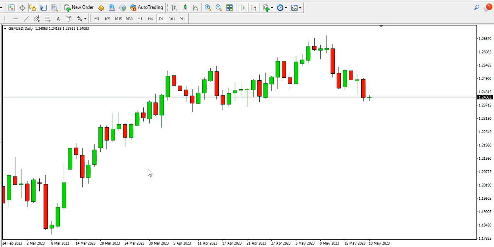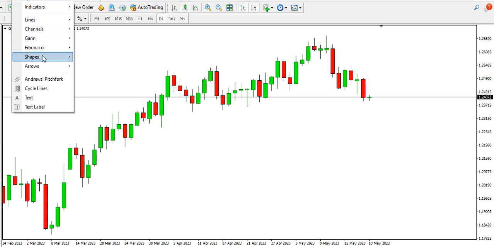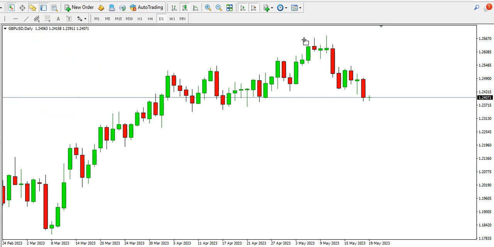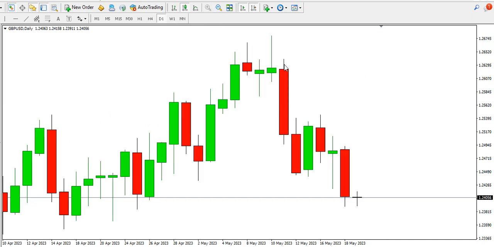GBP/USD, we can see that price has already formed an evening star. Look at our evening star, and this is a retracement or a reversal candlestick pattern. We can see that although the overall trend is bullish, we have a break of this trend line, which has led to price retracement on the daily time frame. And on the daily time frame, you can see that the bears are in control, although we have something like a little recovery around here.